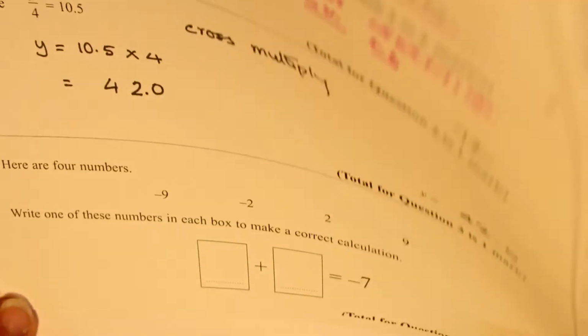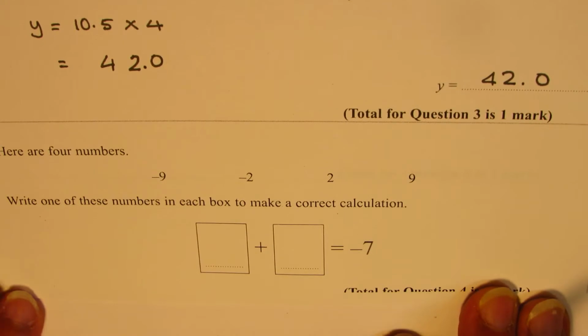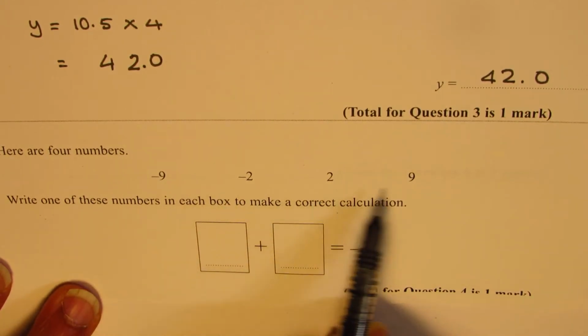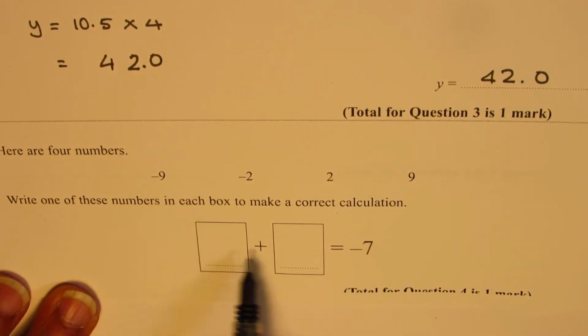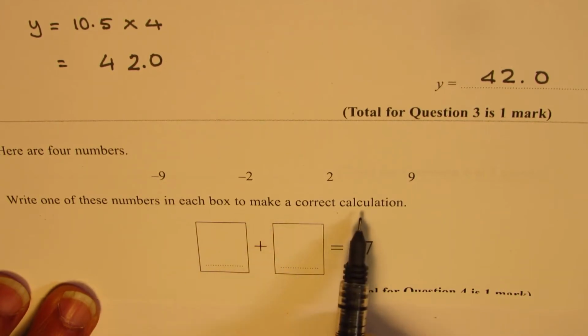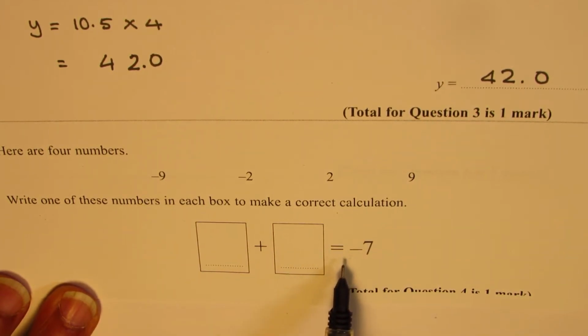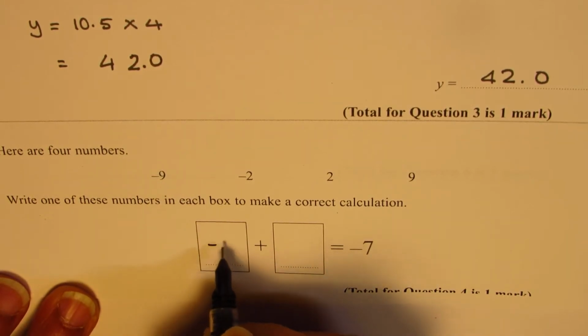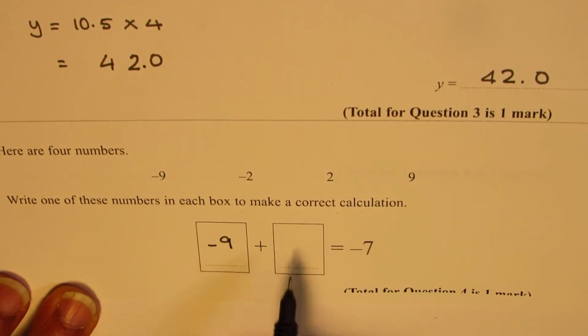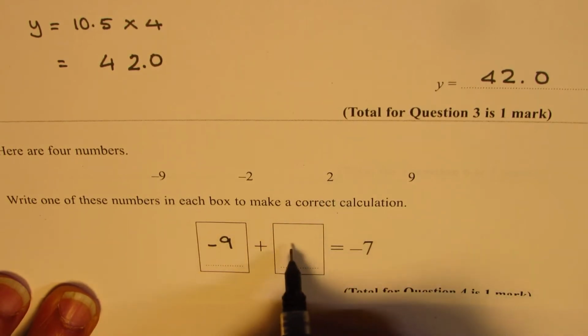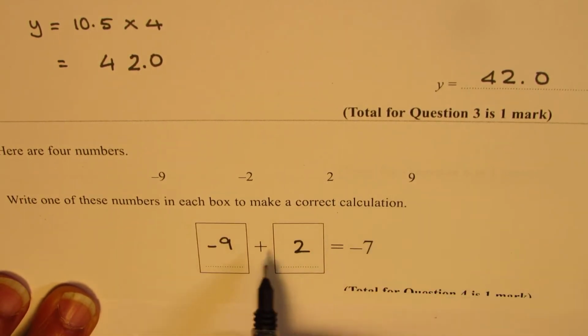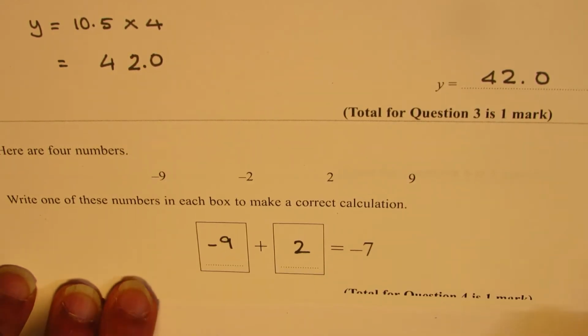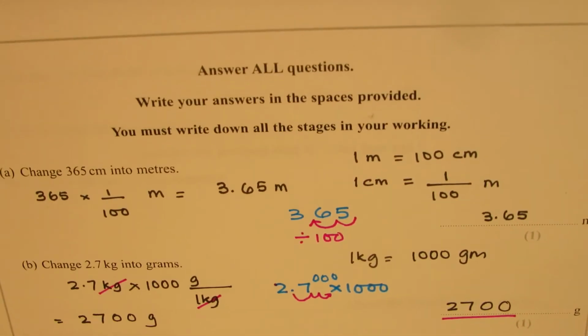Question number 4 is, here are 4 numbers, -9, -2, 2 and 9. Write one of these numbers in each box to make a correct calculation. So we want the result to be -7. So we are adding 2 numbers. Well, the way we could do it is, let's take -9 here, and then from here we can reduce this -9 by 2. Rather increase. So add 2, we get -7. So that could be the solution. Clear?